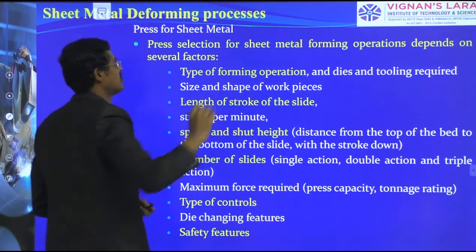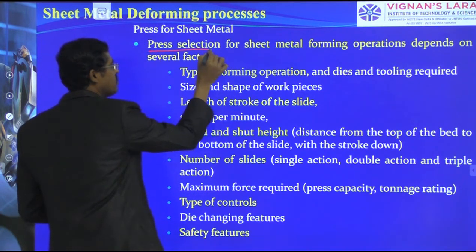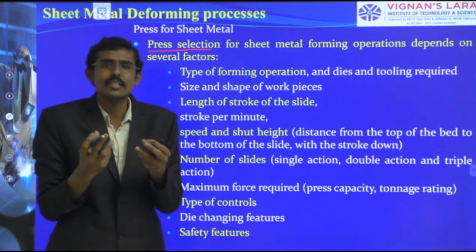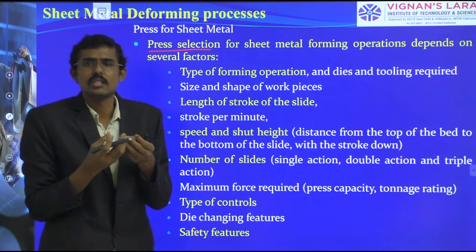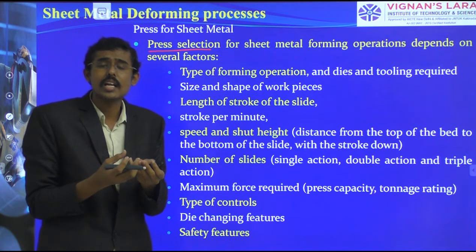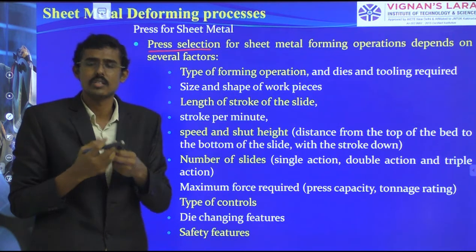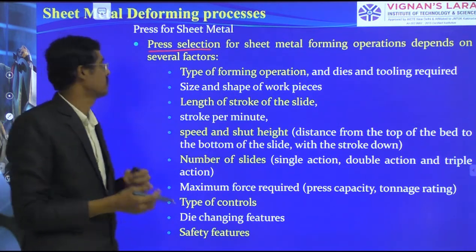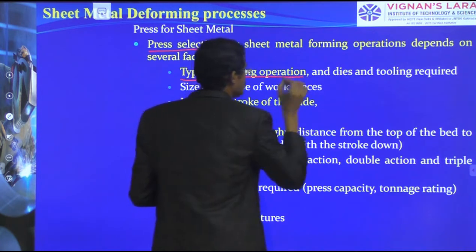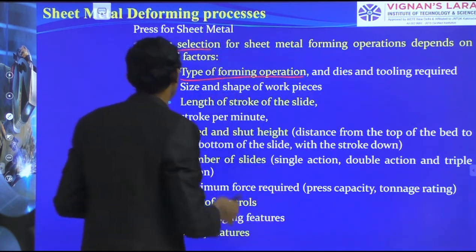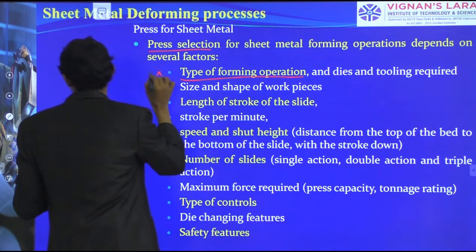How to select this? Press selection for the sheet metal forming operation depends on the selection of the various progressive dies, compound dies, bending and squeezing operations according to the requirements. So some points we have to remember. The type of forming operations and the die and tooling required. That is one point.